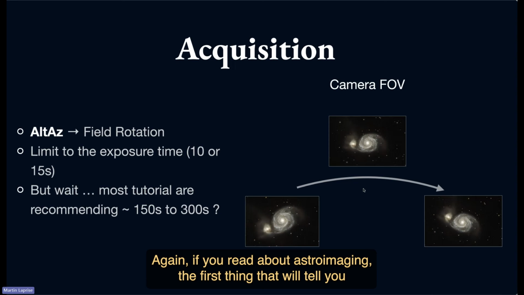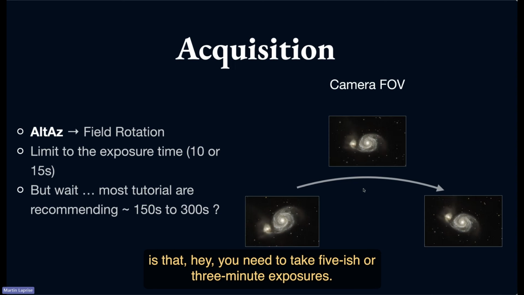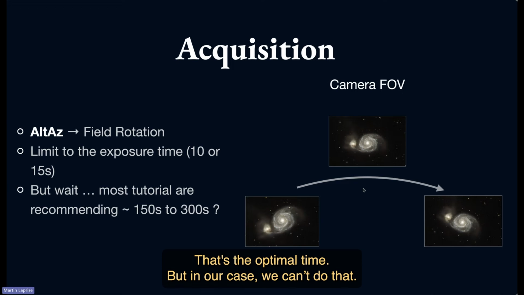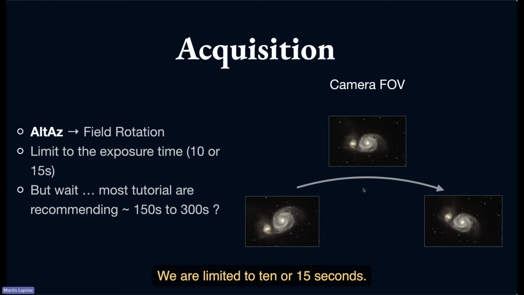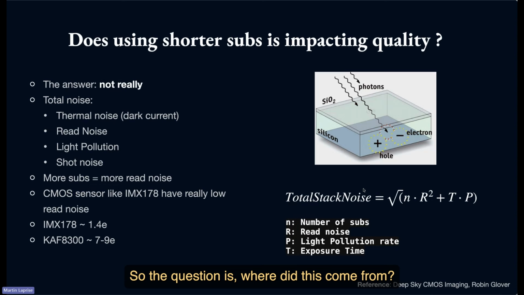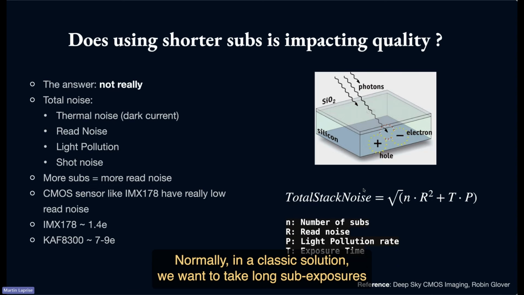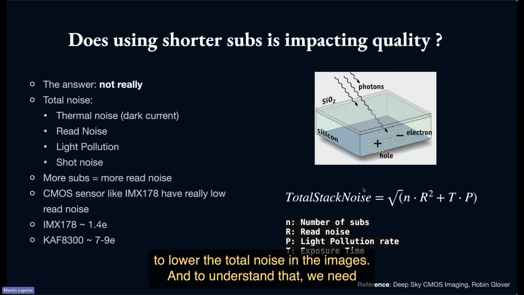Again, if you read about astroimaging, the first thing they will tell you is that you need to take 5-ish or 3-minute exposures. That's the optimal time. In our case, we can't do that. We are limited to 10 or 15 seconds. So the question is, where did this come from? Normally, in a classic solution, we want to take long sub-exposures to lower the total noise in the images.